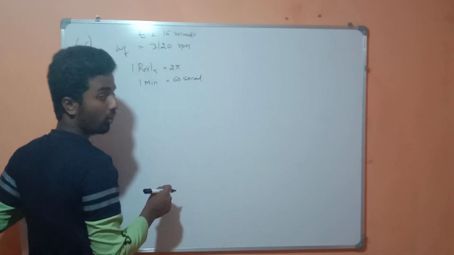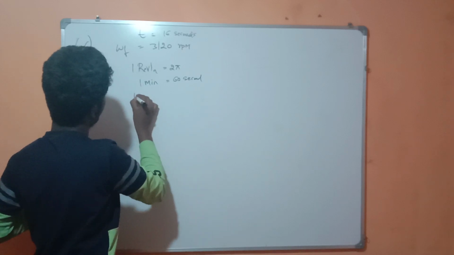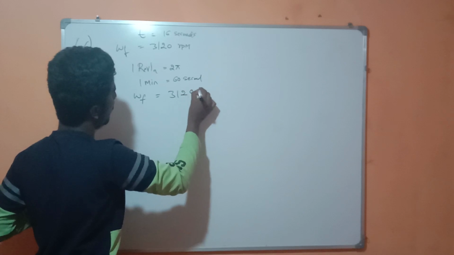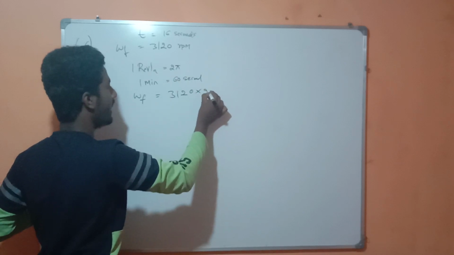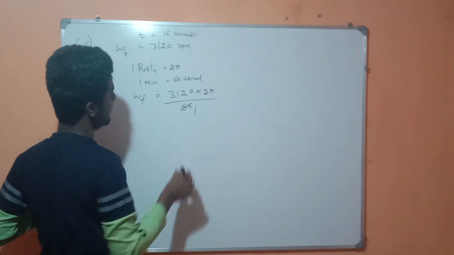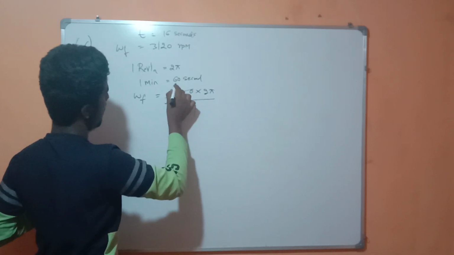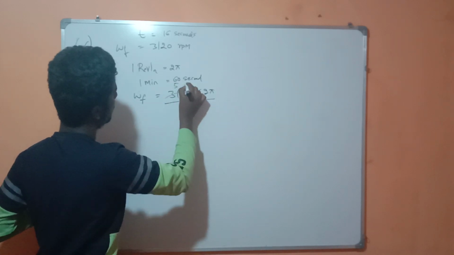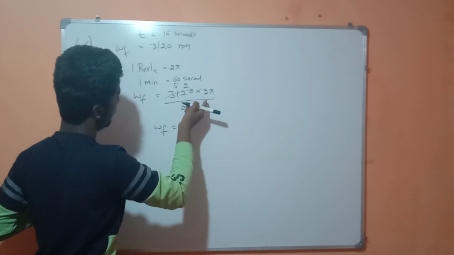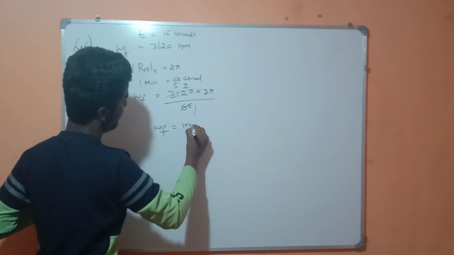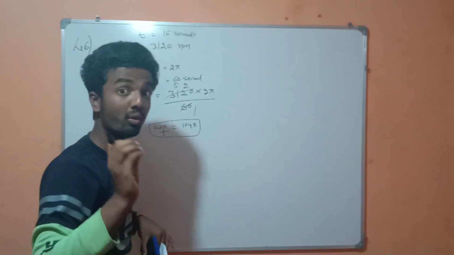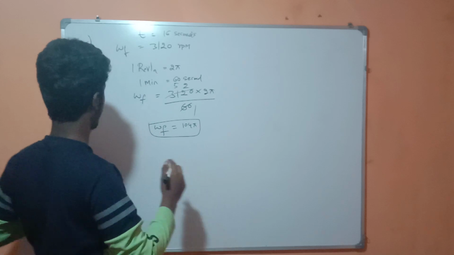Let me convert it into radian per second. Omega final is equal to 3120 into 2 pi divided by 60. 60 ones are 60, 52 is what we got. The omega final is 52 into 2, 104 pi. We have got that. And like that only, we should find omega initial.